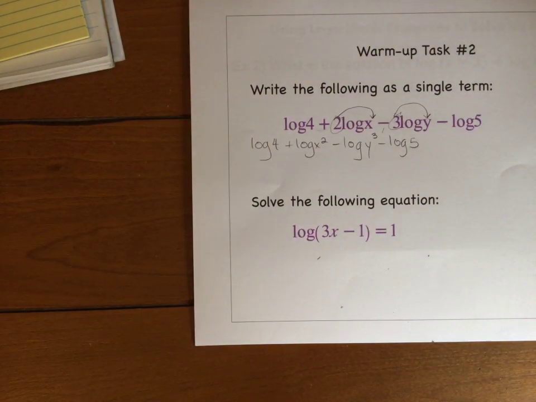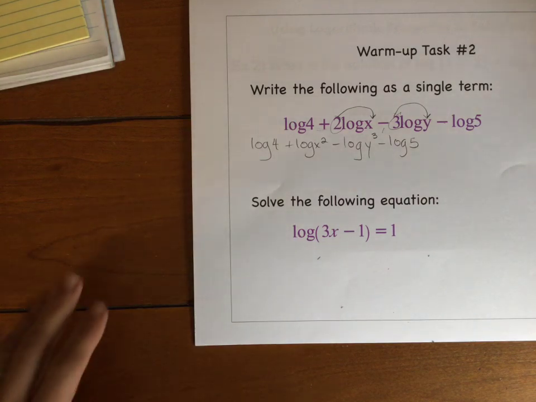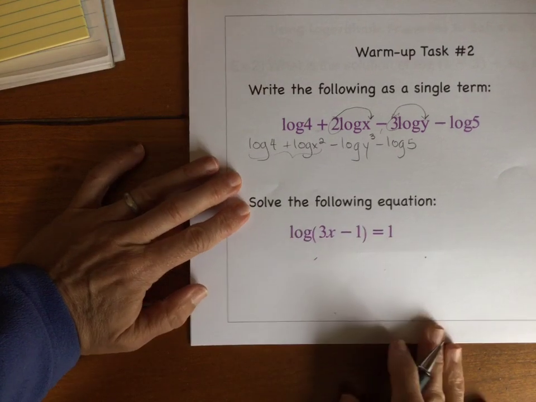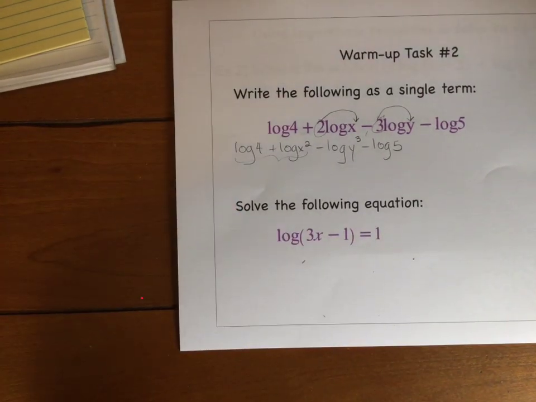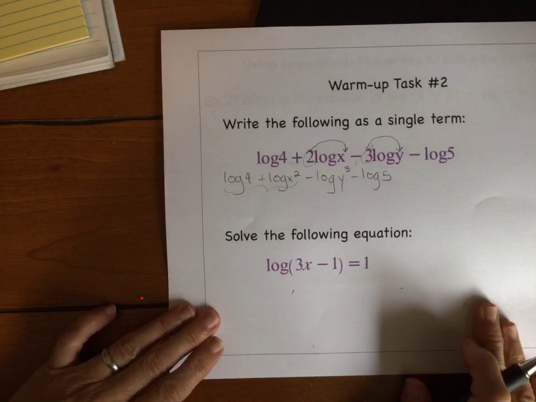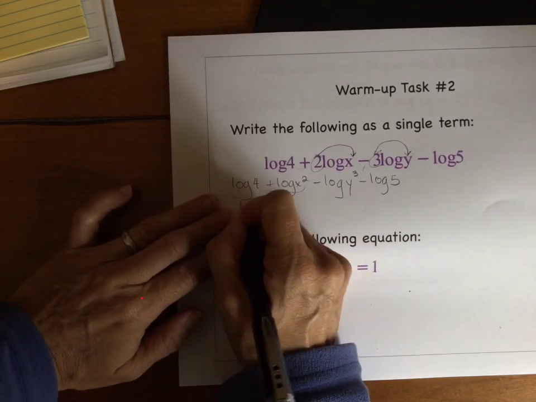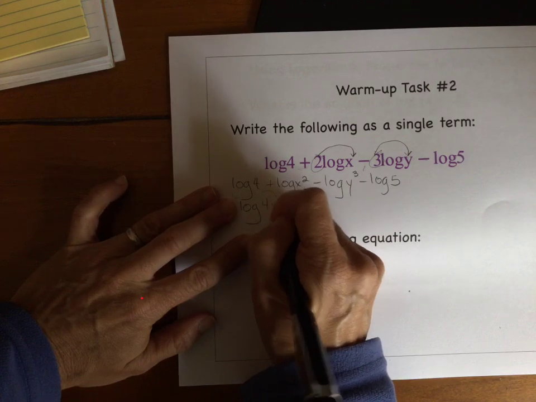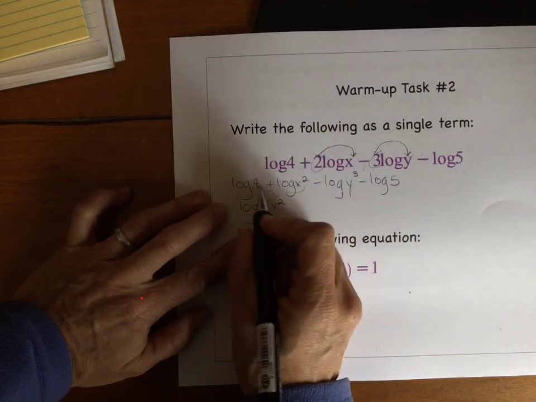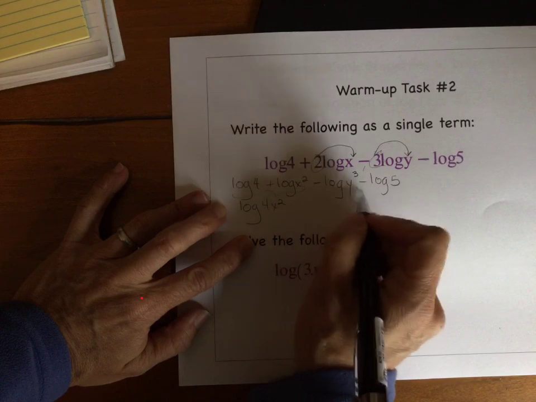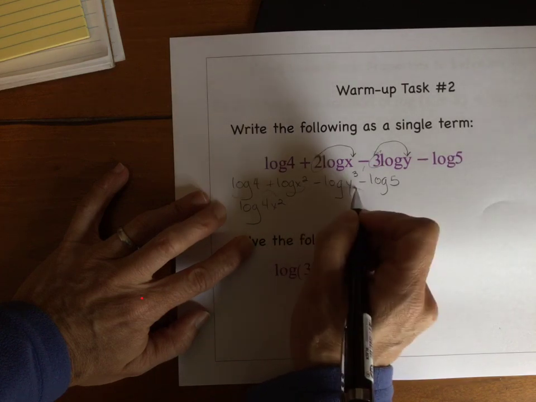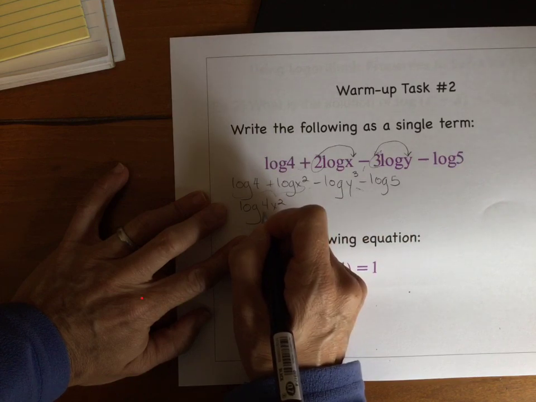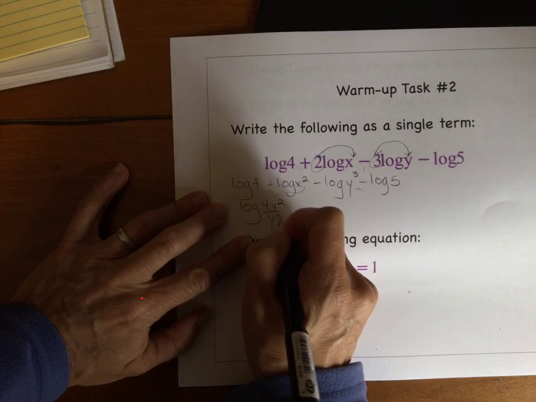All right, so I'm going to start by just saying that this is multiplication because of the addition. So this is the product property. So I would get log of 4x squared for these two terms. And then I just go in order from here. So this is division. So then that's all going to be over y cubed.